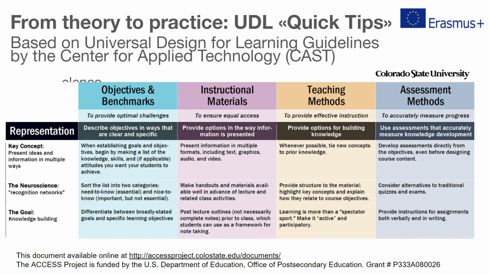Based on the Universal Design for Learning guidelines by the Center for Applied Special Technology, we can find UDL quick tips that offer objectives and benchmarks, instructional materials, teaching methods, and assessment methods for representation, expression, and engagement. In order to achieve a suitable representation of knowledge, it is necessary to describe objectives in ways that are clear and specific, provide options in the way information is presented, provide options for building knowledge, and use assessments that accurately measure knowledge development.